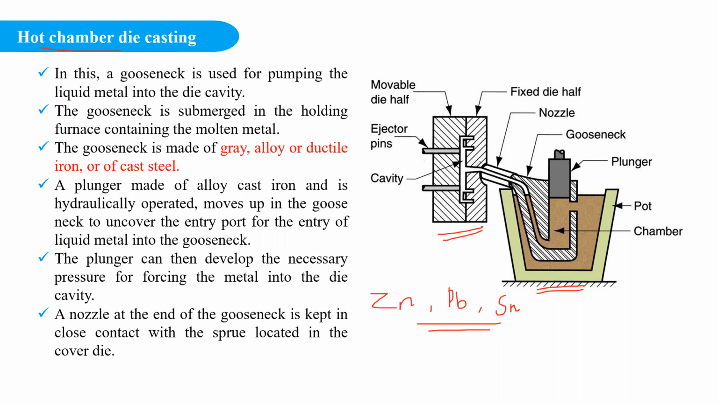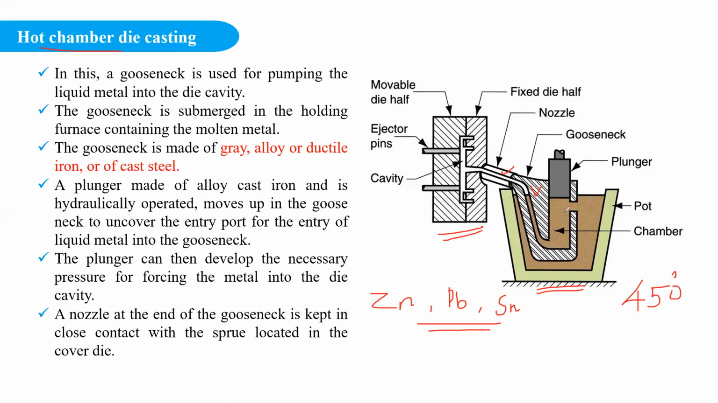Since the molten metal is always in contact with components like the gooseneck, the nozzle, and the plunger, these parts are made of metals like gray cast iron, alloy steel, ductile iron, or cast steel. So the melting point of the metal used in hot chamber die casting is limited to 450 degrees Celsius.